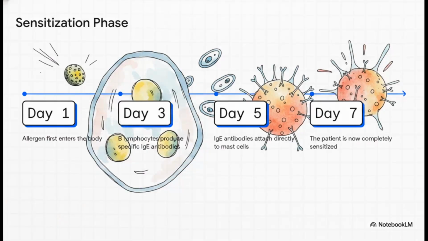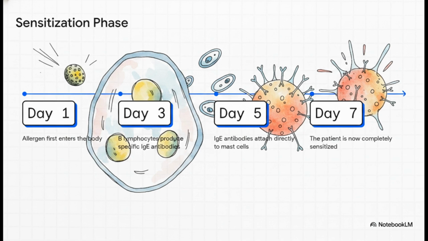Let's look specifically at allergic rhinitis to see how this bomb actually gets built. We call this the sensitization phase. When an allergen first enters the body, B lymphocytes start producing specific IgE antibodies against it. These IgE antibodies then go and attach themselves directly to the surface of our mast cells. Now, interestingly, the patient generally doesn't experience any major clinical symptoms during this phase. They feel fine. But underneath it all, they are now completely sensitized.